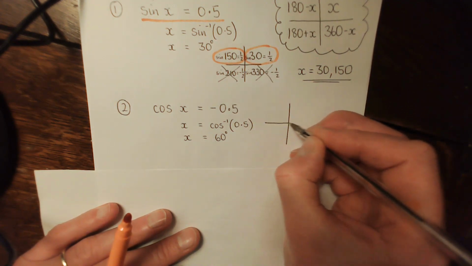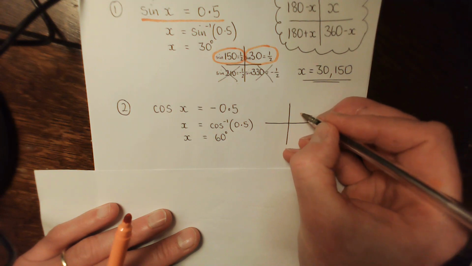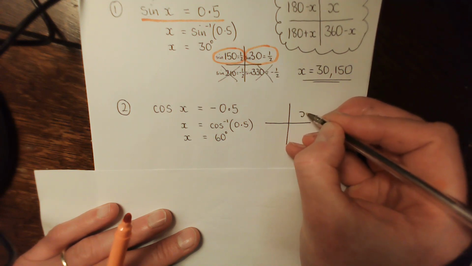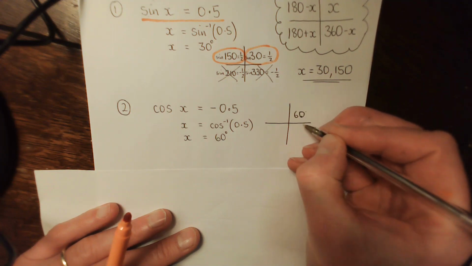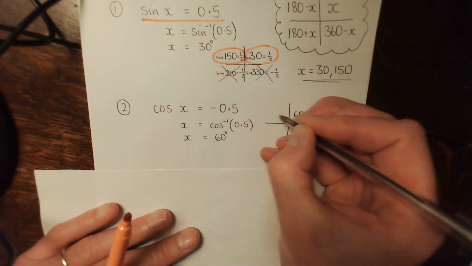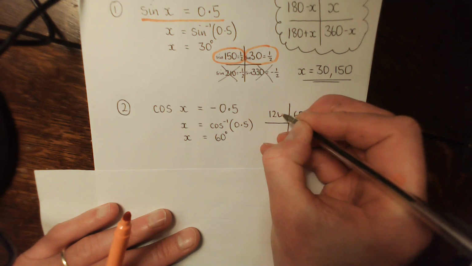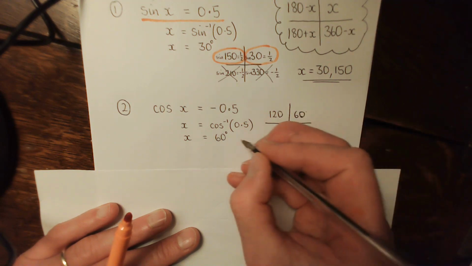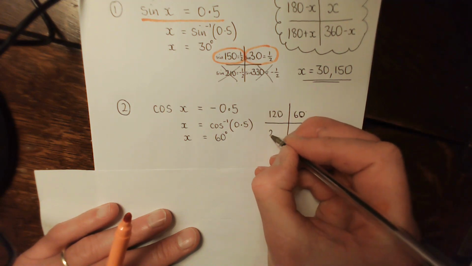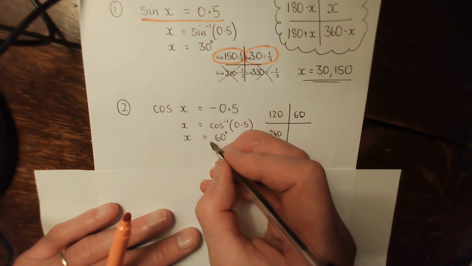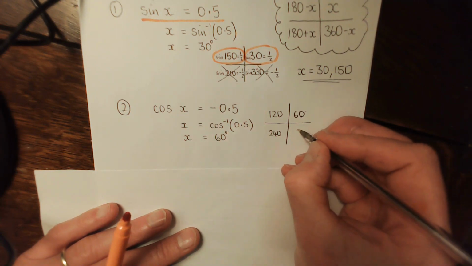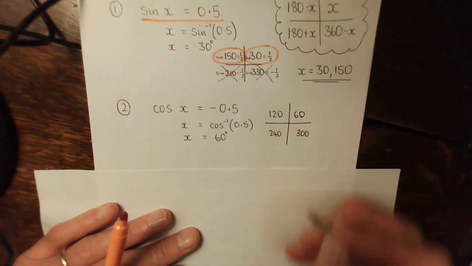Quickly do my four grids. Here we go. x in that corner, so that is going to be 60 degrees. 180 minus x, I've got 120 here. 180 plus x, I've got 240. And 360 minus x, that gives me 300.